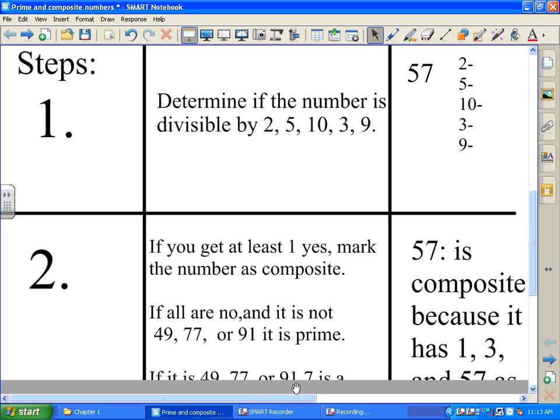Now, if I get no's on 2, 5, 10, 3, 9, and my number is not 49, 77, or 91, it is a prime number. Okay? So if I get all no's, no on 2, no on 5, no on 10, no on 3, no on 9. However, I'm not dealing with 49, 77, or 91, and we'll talk about that again in a minute. Then I know it's a prime number, guaranteed if it's from 1 to 100. Okay?